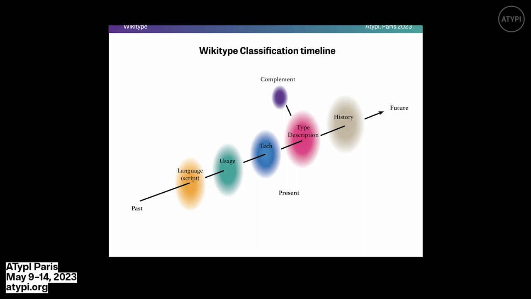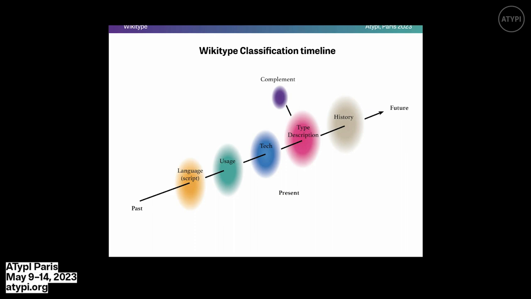So this was what we were teaching in schools throughout the world, the Vox classification. And of course, as you can imagine, there were thousands of typefaces that were completely excluded from this classification. So as I was saying, think about using this five axis in a timeline.